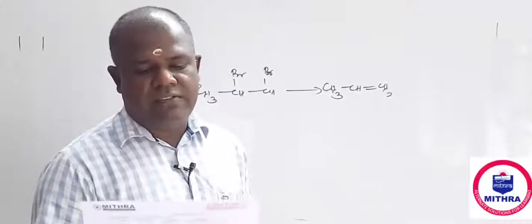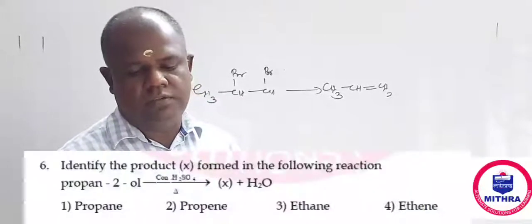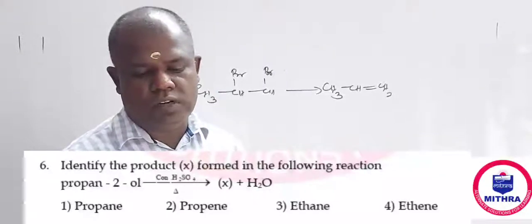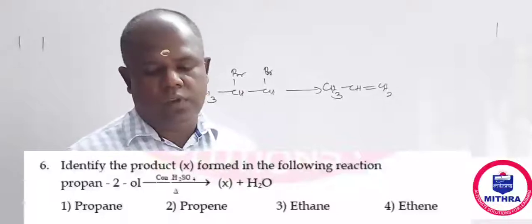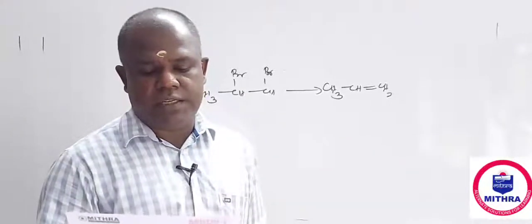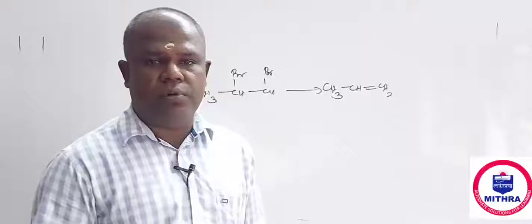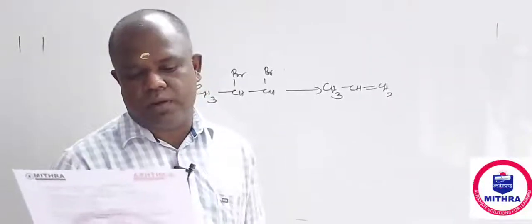Question number 6. Identify the product X in the following reaction. Propan-2-ol with sulfuric acid, that is on the arrow, gives H2O plus X. You know, sulfuric acid is a dehydrating agent. Propanol, when dehydrated, gives propene. So the answer is propene. Okay.